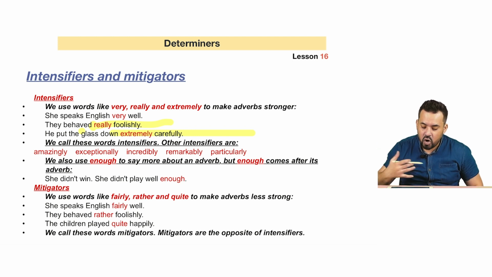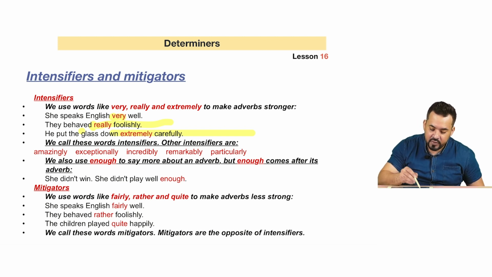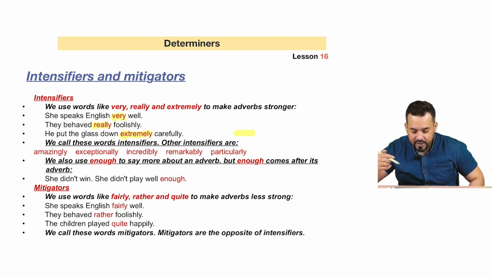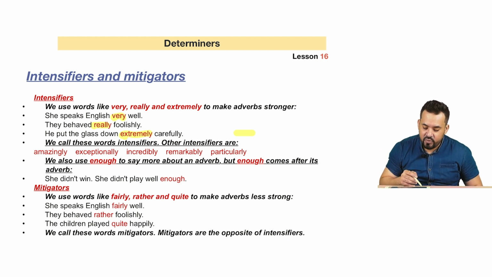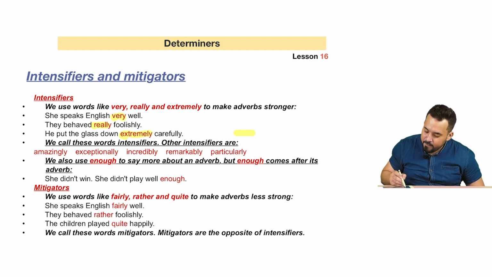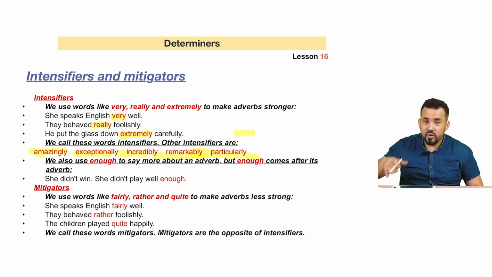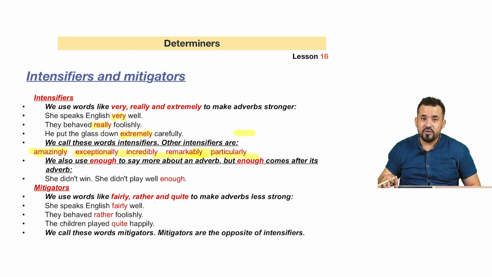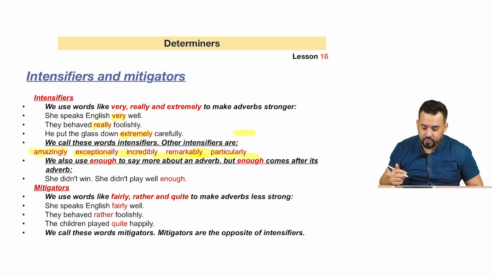Okay, so those are called intensifiers, like very, really, extremely. Let's highlight the intensifiers: very, really, and extremely. We call these words intensifiers. Other intensifiers are amazingly, exceptionally, incredibly, remarkably, particularly. There are a lot of intensifiers. They just intensify what we're talking about. They make the adverb stronger, right?